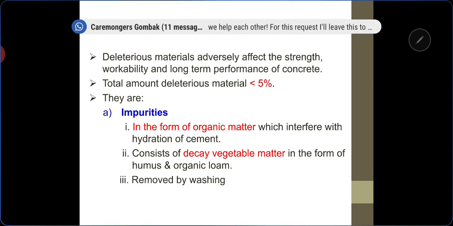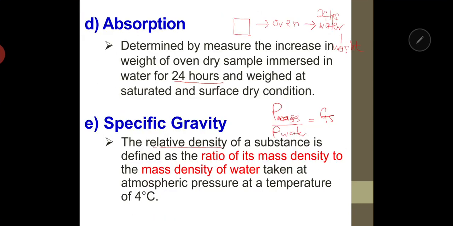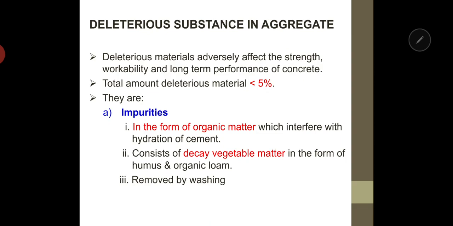Next is to understand the deleterious substance in aggregate. It means that we don't want this material to be included in our concrete mixture. Sometimes your aggregate comes with this deleterious substance if that aggregate is not washed carefully.